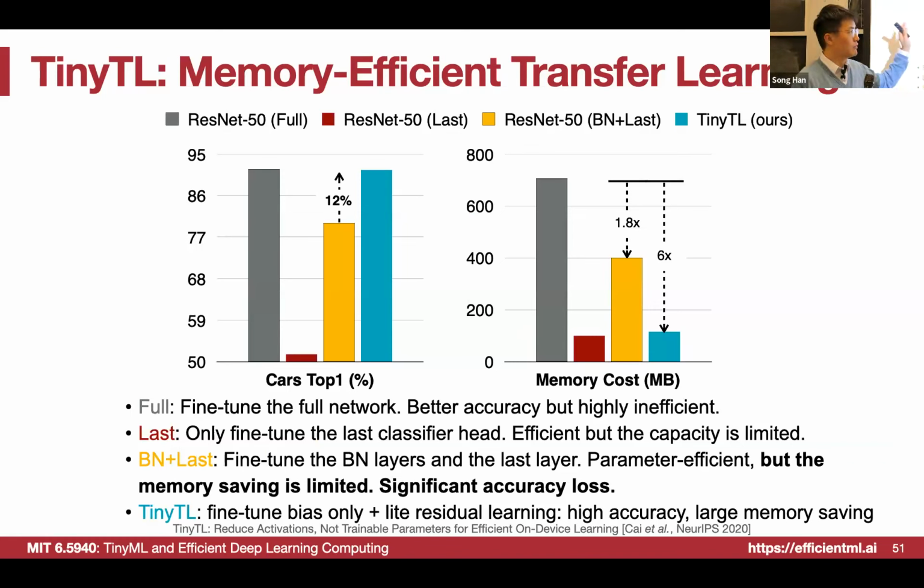So this is our figure before. Previously, we had this 12% gap by using the batch normalization layer learning method. As we tried to learn the batch normalization, there's a 12% gap. Now using TinyTL with light residual learning, we can close the accuracy gap. Previously, there was very limited measured memory saving, since fine-tuning the bias or the batch normalization still needs to store all the activations. TinyTL with light residual learning gives 6x measured memory saving.